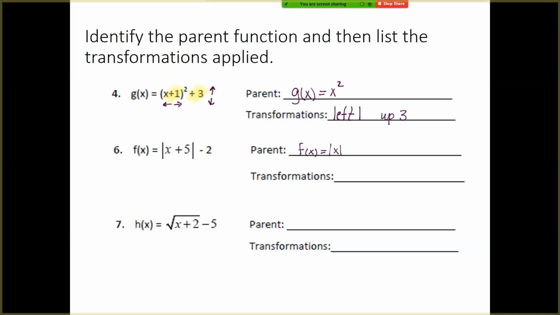So for our parent function, you should have that the parent function f of x equals the absolute value of x. For your 2 transformations, this one on the inside is either going to move you left or right. This one's going to move you up or down. Keep in mind the one on the inside goes opposite. So instead of going right 5, it's actually moving left 5. And then the one hanging out at the end, the -2, does exactly what you think it should do and moves you down 2.